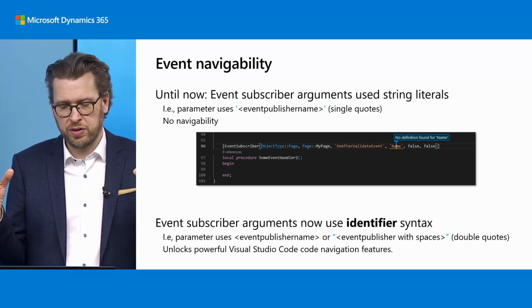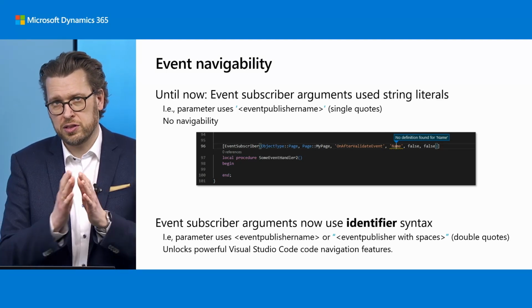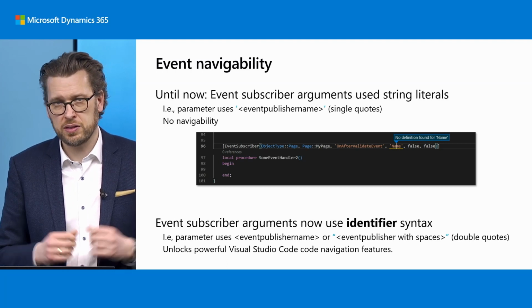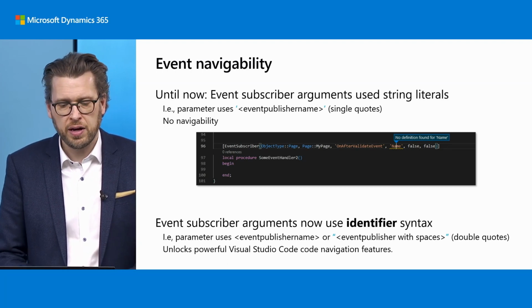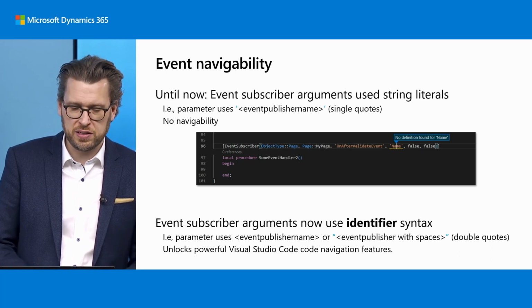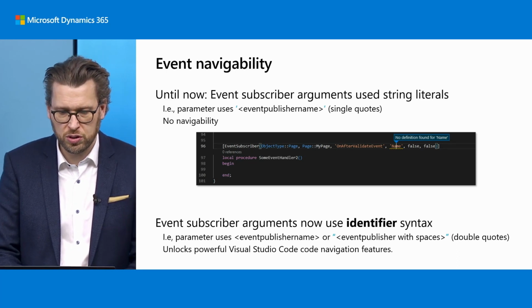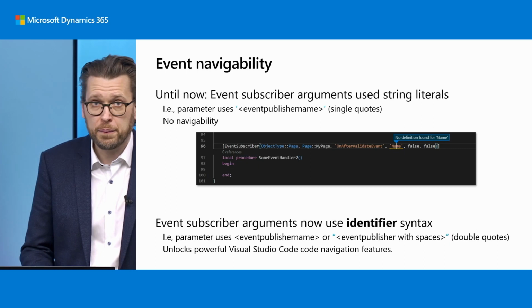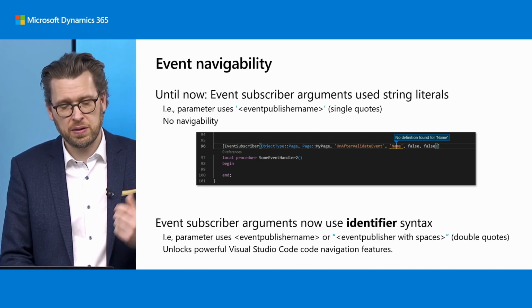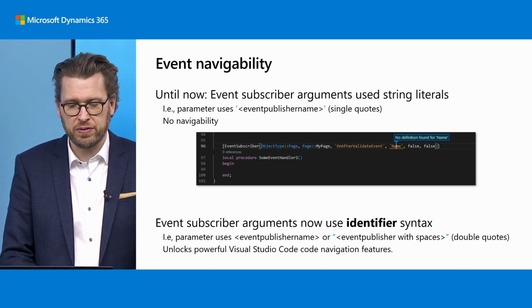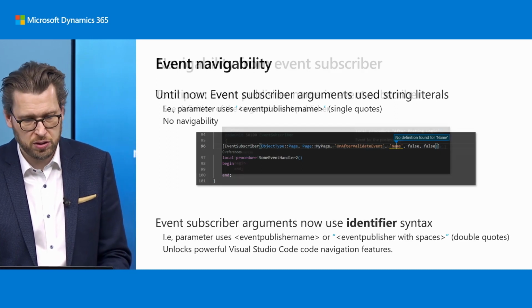And that means if the event publisher is just a single name without spaces, you don't have to do anything, you just specify the name. If the event publisher has spaces in its name, you have to use double quotes to denote that, right? But having this unlocks powerful Visual Studio Code navigation features out of the box, right?